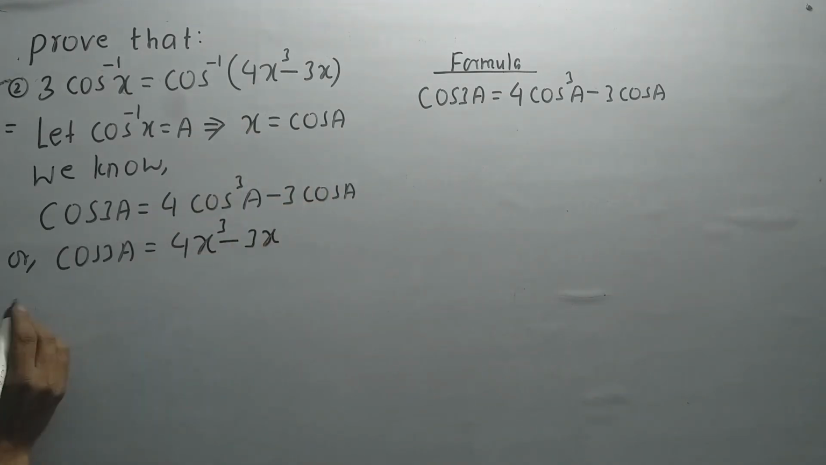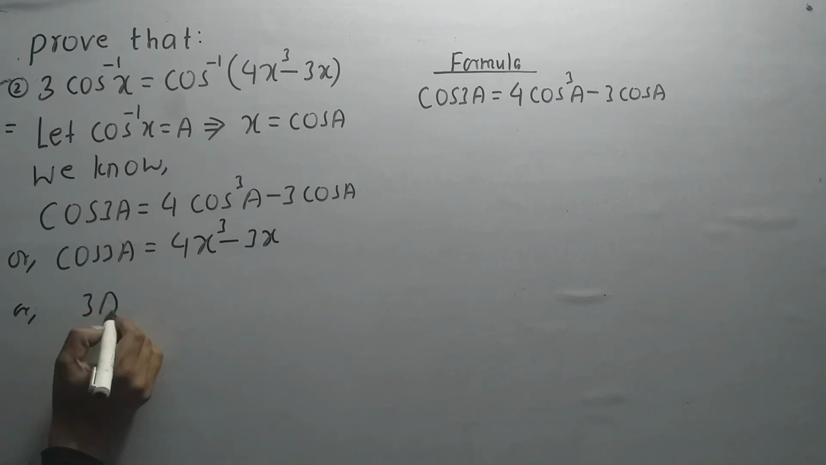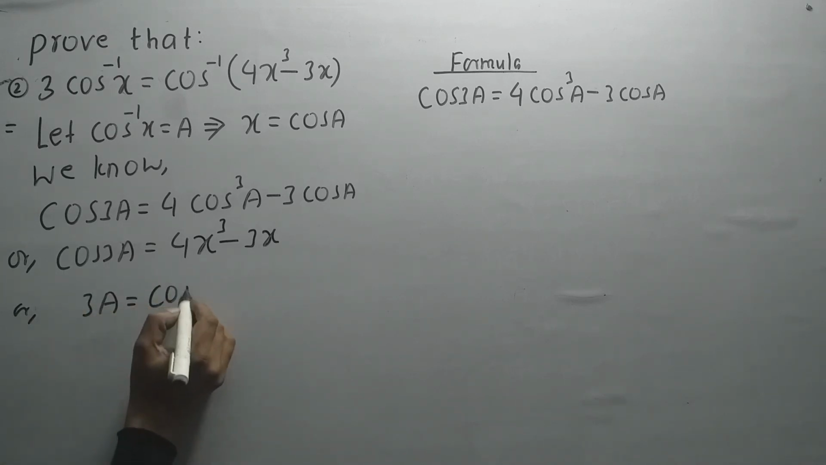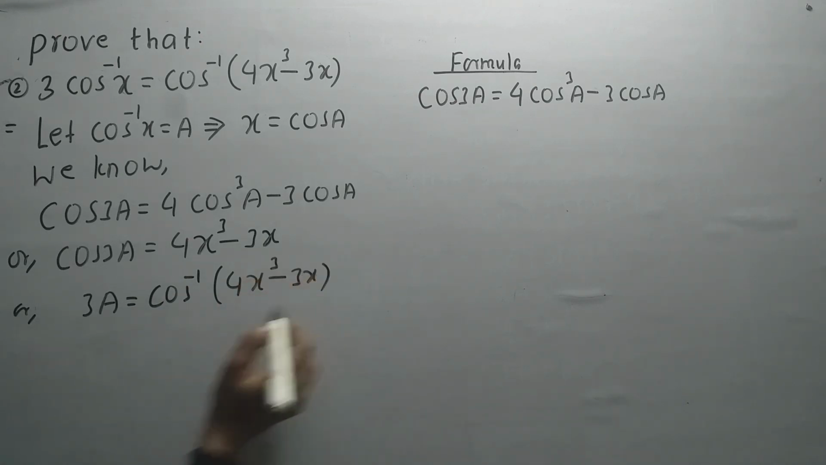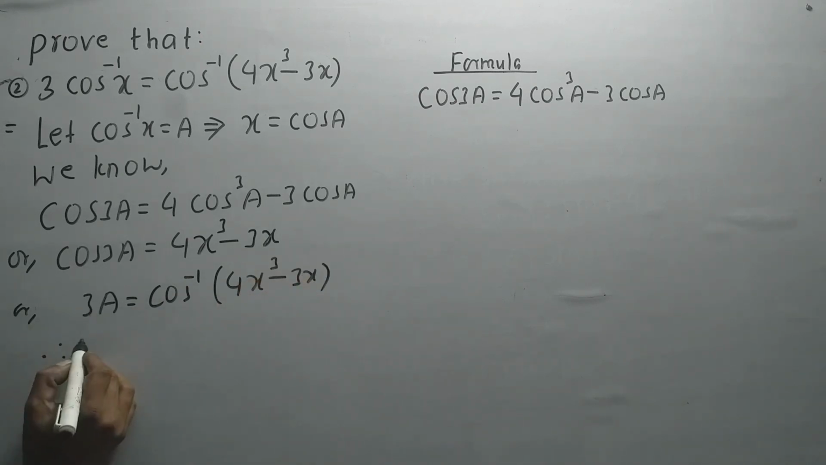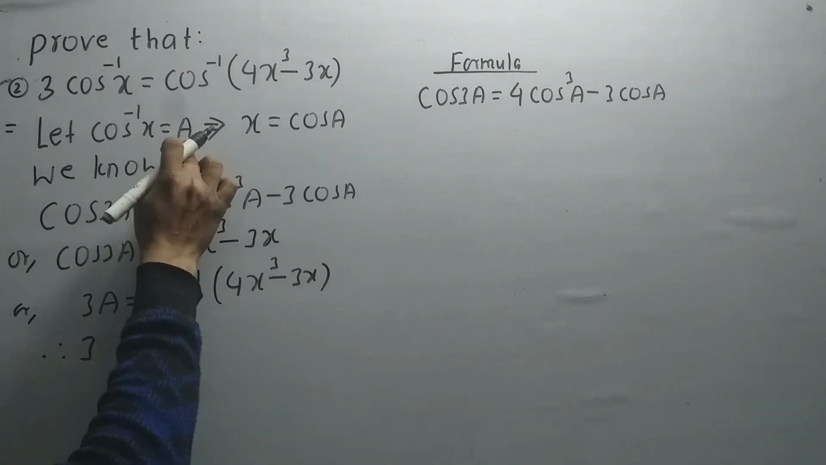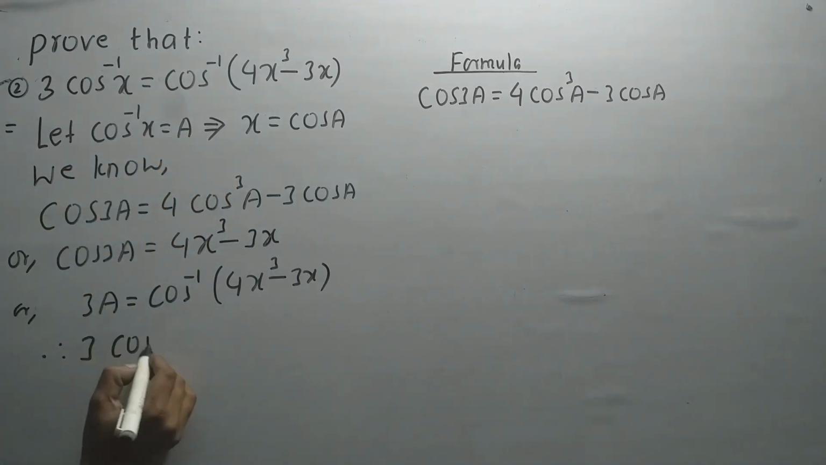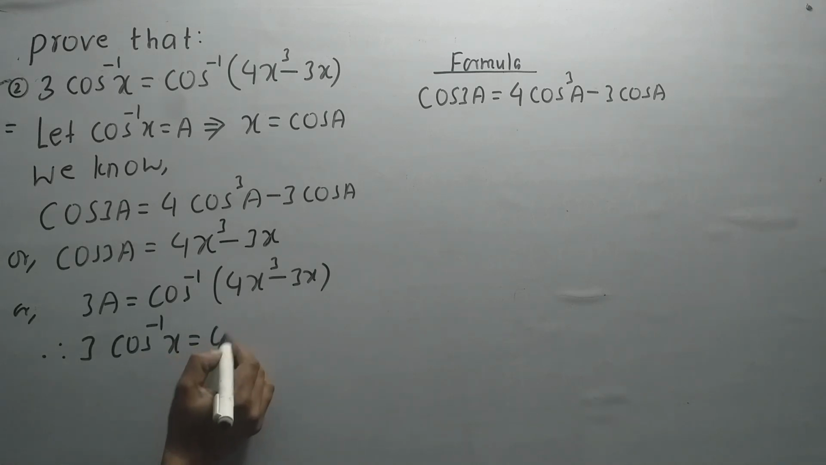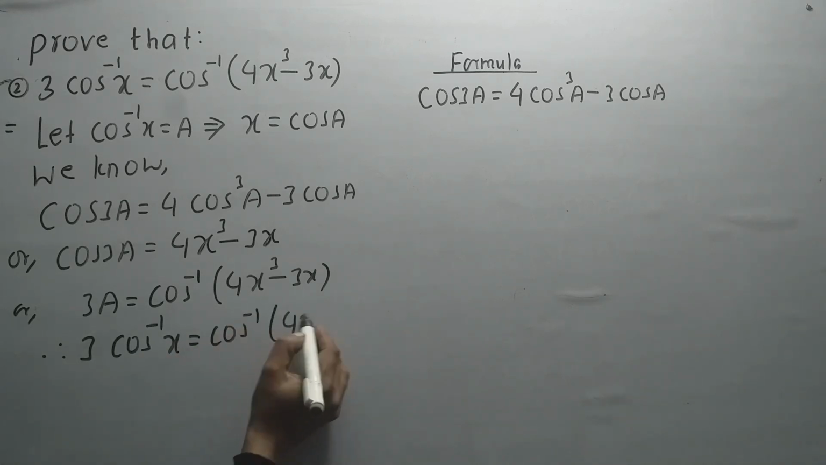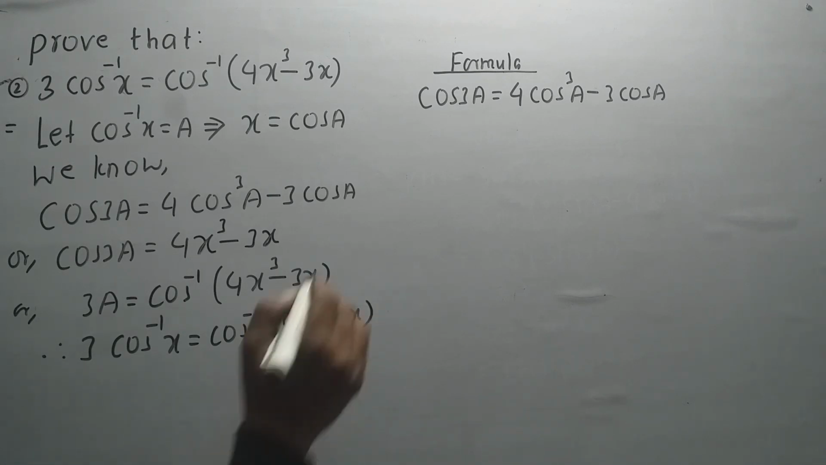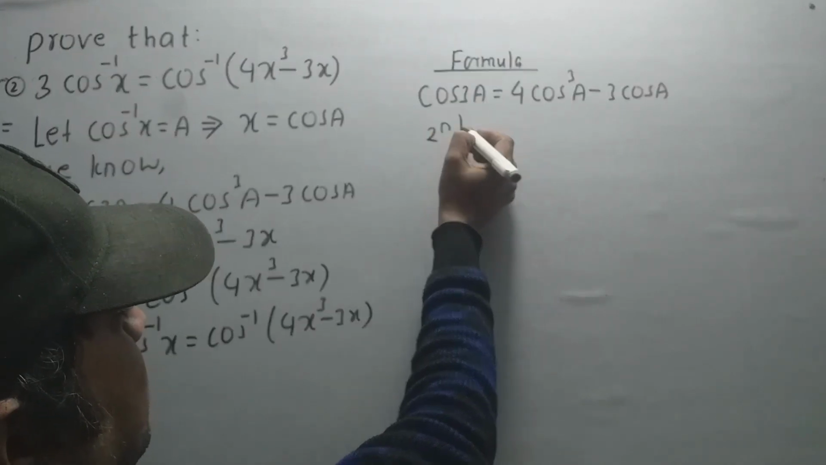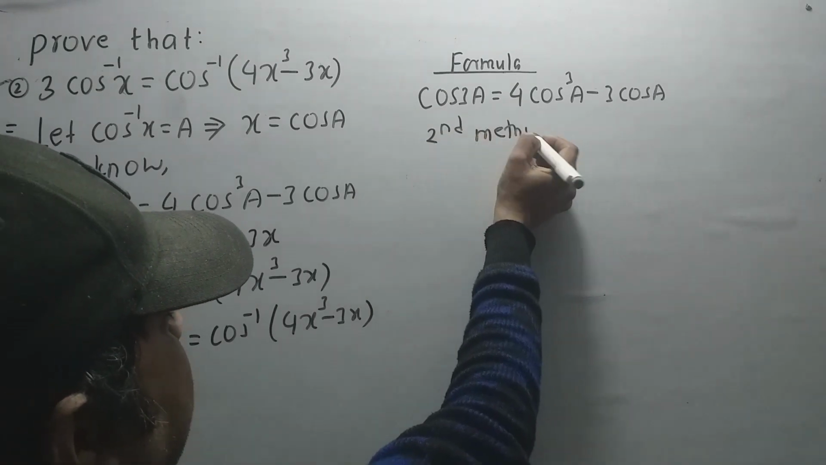Taking cos to the right hand side, 3a equals cos inverse of 4x cube minus 3x. Therefore 3 remains the same. In place of angle A, you can replace that by cos inverse x. So 3 cos inverse x equals cos inverse of 4x cube minus 3x. Now we will deal with the second method also. In the second method, we will work from the right hand side.